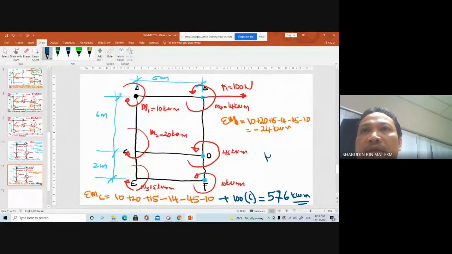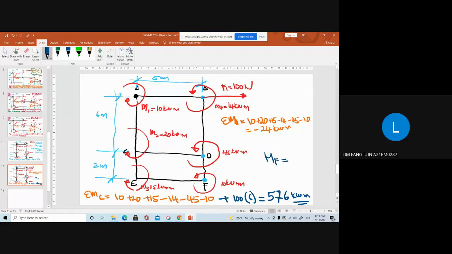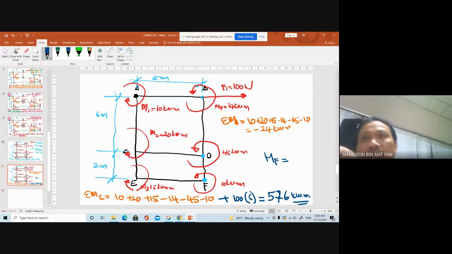Moment at point F. What is it? Can you tell me what is moment at point F? It should be more. Tell me what is moment at point F? 776. Wow, 776. Nice answer, 776 Newton meter. So kilo Newton meter, sorry.